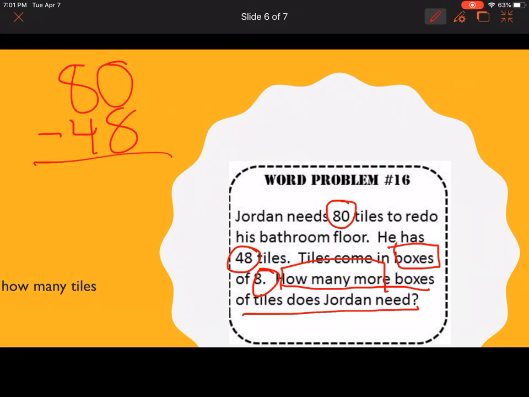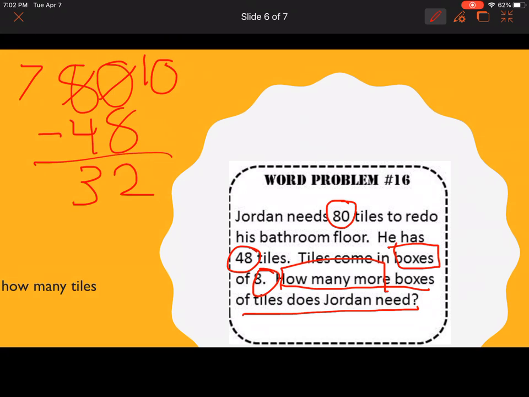And I have to subtract across 0. And zeros never ever scare us, right? A 0 becomes a 10 because we added 10 to 0, and that 8 turns into a 7 because we took 1 away. 10 minus 8 is 2. 7 minus 4 is 3. Okay, so Jordan still needs 32 tiles. But we're not done yet because we need to know how many boxes of tiles Jordan needs. He doesn't need 32 boxes. That's like crazy time. Okay?